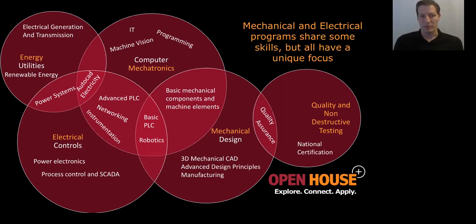But with the electrical controls, which is in the bottom left, you'll see that it also shares the base power system education. So they both need it. The energy will get more power systems, the electrical controls will get a little bit less power systems. Electrical controls, its focus is more on process control and SCADA, power electronics. They do a bunch of automation. So those are the kind of areas there.